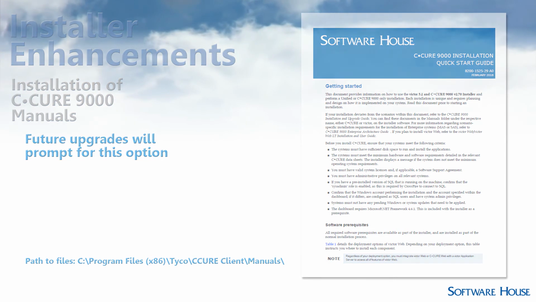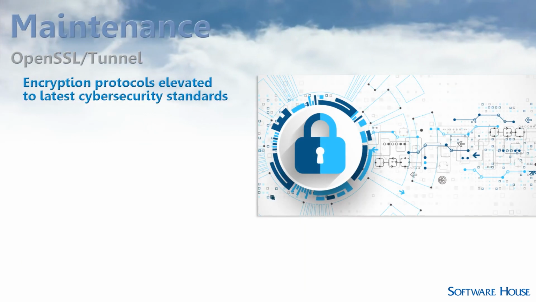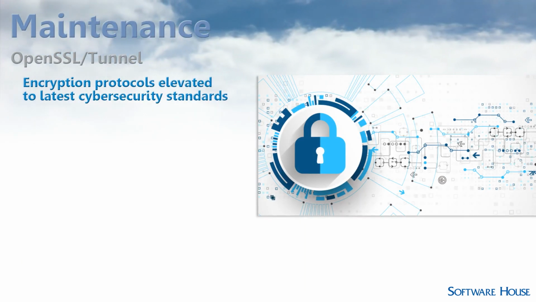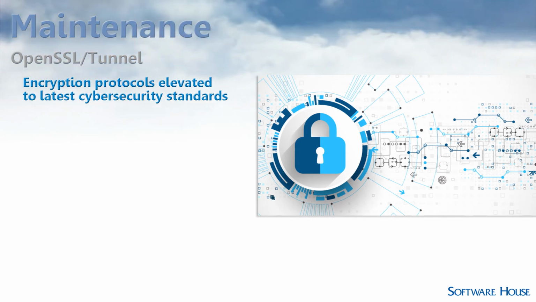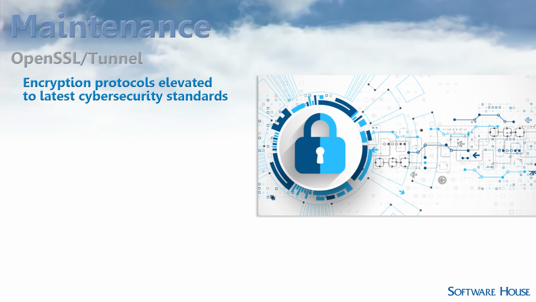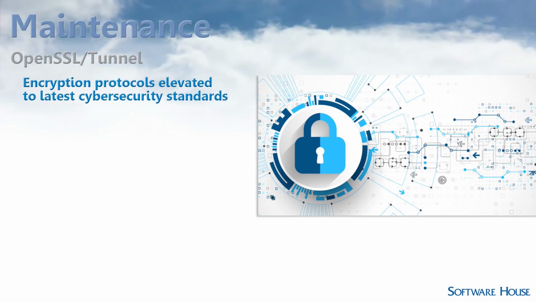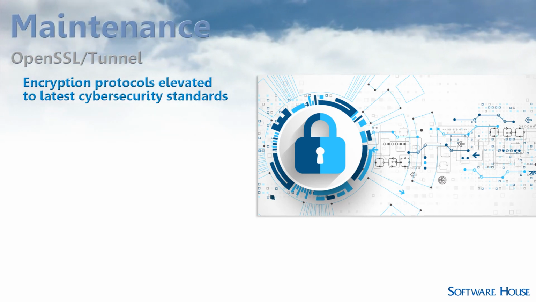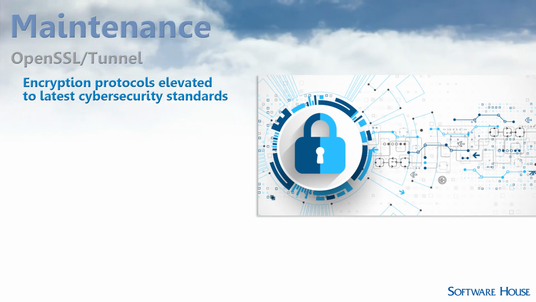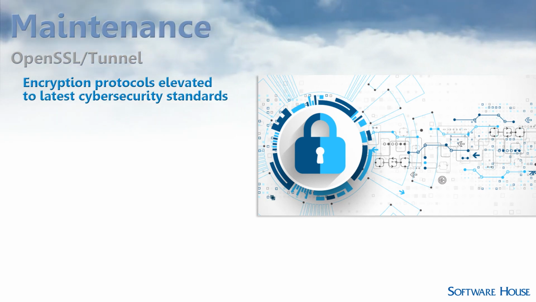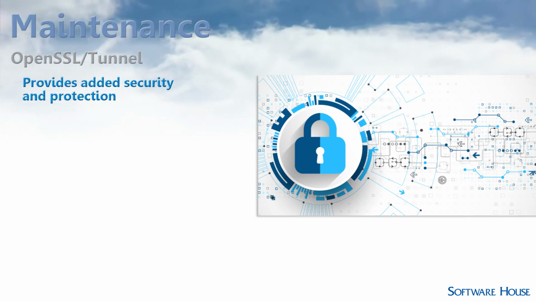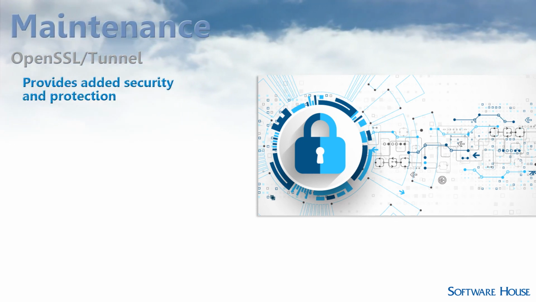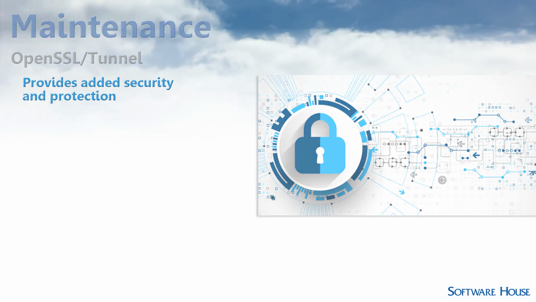The encryption protocols for Secure 9000 version 2.70 and supporting services have been elevated to the latest available cybersecurity standards to ensure protection from external threats. Instituting these software upgrades brings the Secure 9000 platform into compliance with the most current cybersecurity standards. This software upgrade has no bearing on the user and is transparent, but for the added security and protection it provides your access control infrastructure.